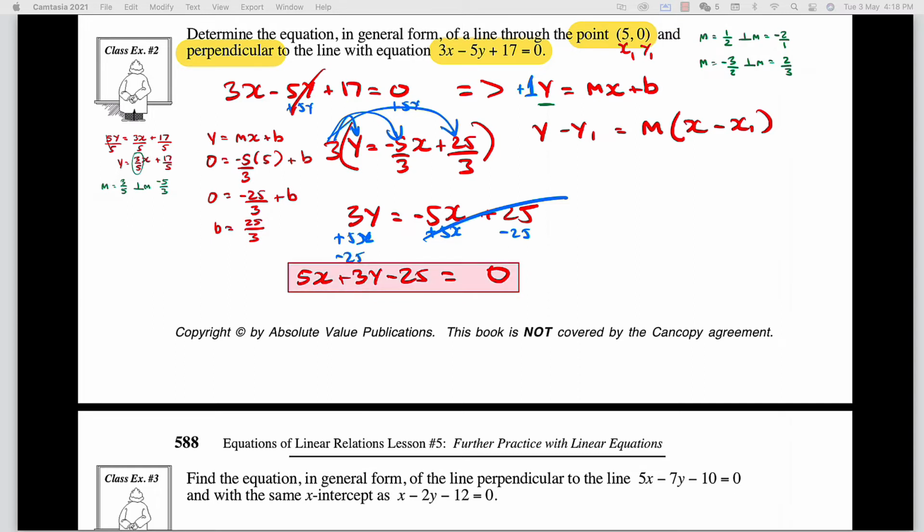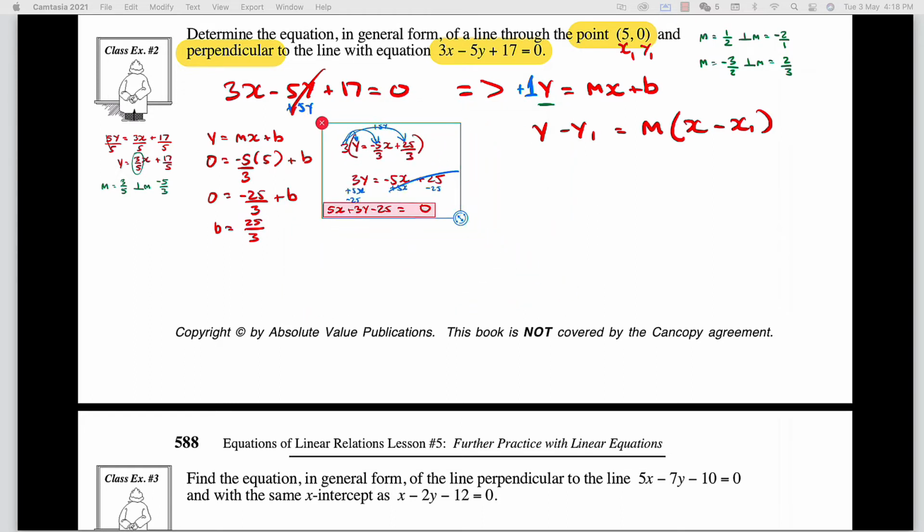Okay, now what if I want to use the other equation? Well, let me just again reduce this down a little bit so we got some space. Resize. Beauty of the iPad, you can move things around, makes it quite easy to work with. Okay, so we ended up with 5x plus 3y minus 25 equals 0. So if we use the other form of the equation of a line, will it work as well?